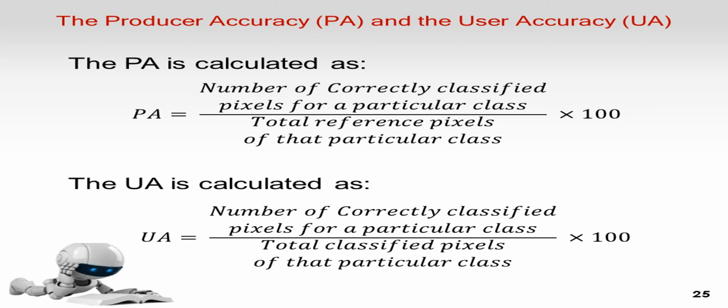The producer accuracy and the user accuracy. The producer accuracy is the accuracy from the point of view of the producer of the map. The map producer or the map maker can calculate the accuracy from his point of view. It's based on the reference pixels in that particular class. However, the user accuracy is the accuracy from the point of view of the map user. So it's based on the classified pixels of that particular class.